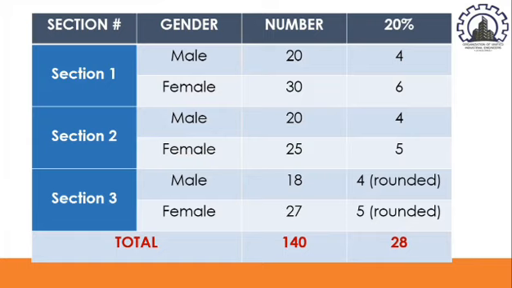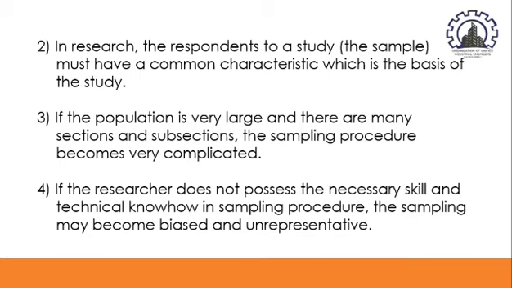So if the students are lumped together, meaning combined, and then the 20% will be taken from the whole, then the sampling is biased and not representative, because more might be taken from one section, or there may be more males than females, right? If that makes sense. And the second disadvantage is that in research, the respondents to a study or the sample must have a common characteristic, which is the basis of the study. Now, if some of the sample do not have this common characteristic, then the conclusions become faulty.